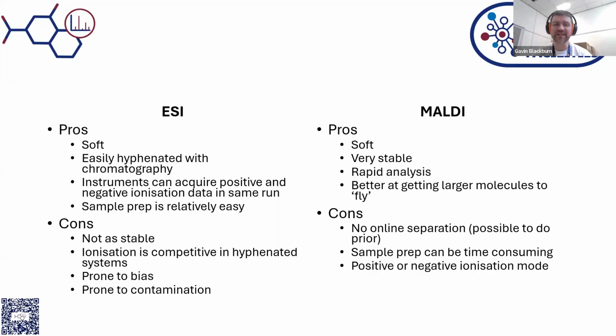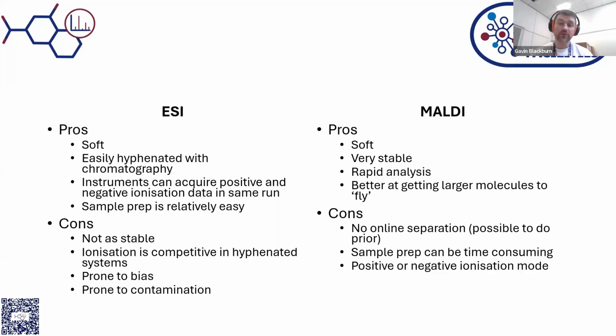The cons for ESI is that it's not as stable as MALDI. ESI can be really quite variable depending on background and depending on what's coming out of that needle. Ionization is also competitive, so things that ionize better are going to be more preferentially ionized. What this means is that if two things come down the column at the same time and get separated out, we're going to see certain things suppressing other things out of our data set. It can be quite prone to bias because of this, and it can also be prone to contamination because we are consistently flowing through solvents and so on.